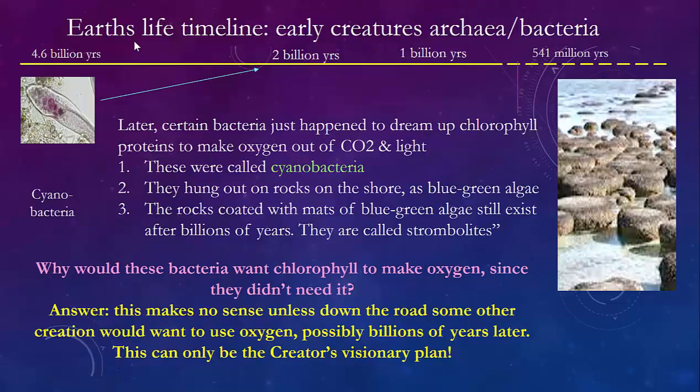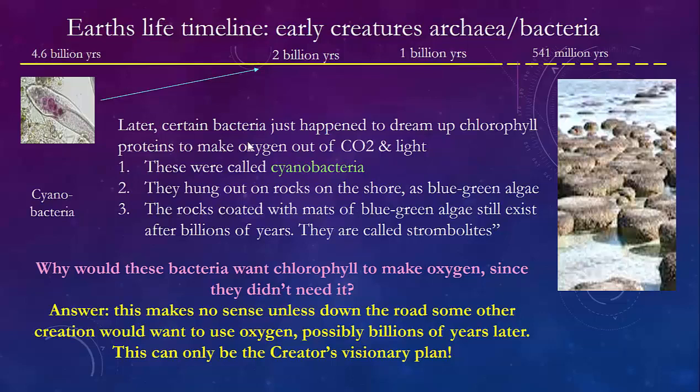Now, as we continue down the timeline, we get from 3 billion down to 2 billion years, and you start getting a change in the bacteria, and they start to develop chlorophyll. Now, why they dreamed this up, I don't really know, and there's no good explanation. Nobody knows. They did, and now they were called cyanobacteria, and they could start making oxygen.